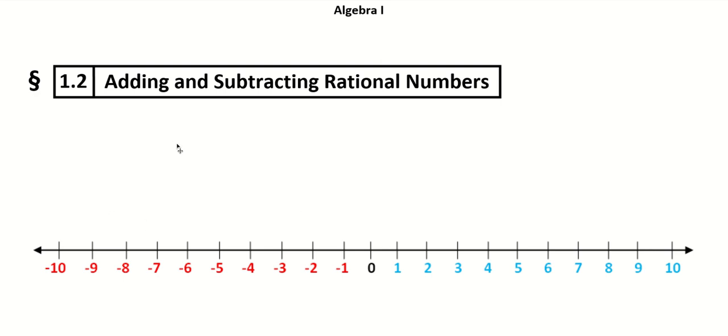And then I think 1.3 is going to be multiplying and dividing, if I'm not mistaken. But let's get started. No more messing around. So I have a number line right here, okay?